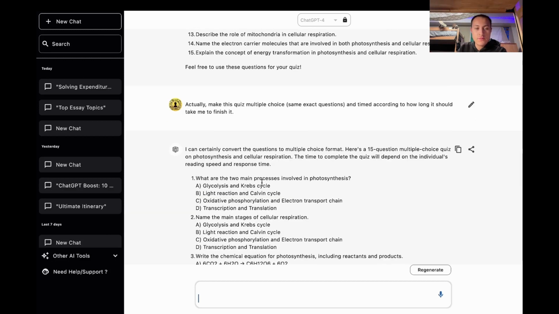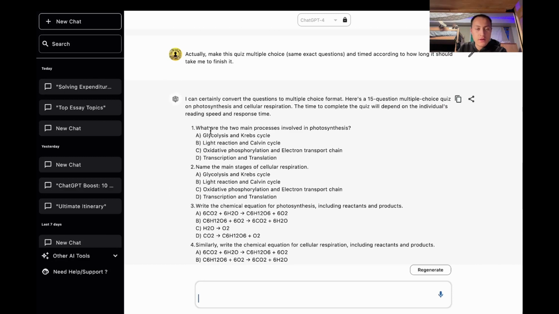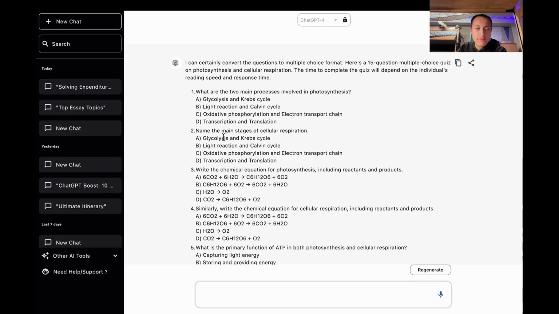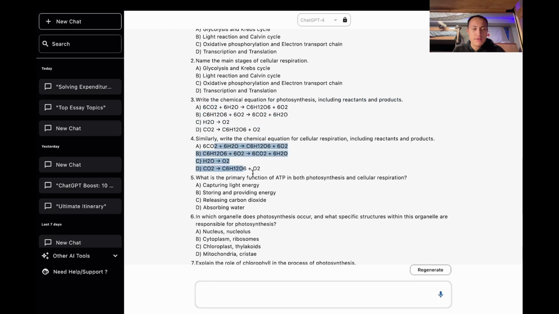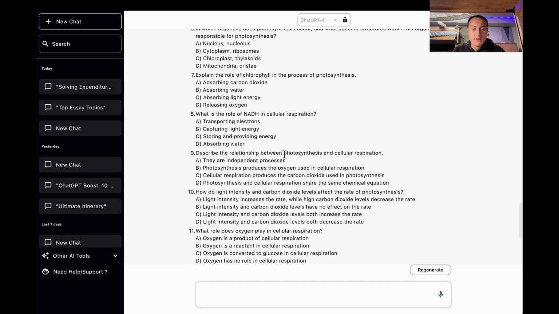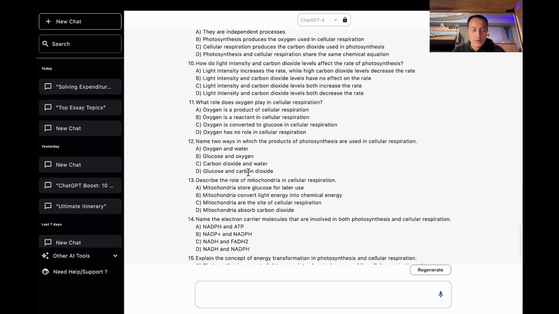And so yeah, here's this quiz. So I'll just go over the first two. So what are the two main processes involved in photosynthesis? So you have, I would guess, light reaction and Calvin cycle. Name main stages of cellular respiration. I gotta check this one, but yeah. So it goes over the equations, talks about ATP. Yeah, so this looks like a nice self-testing circumstance to go through in preparation.